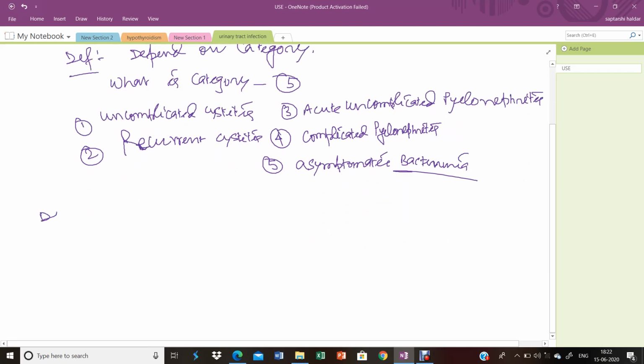Usually, the definition of UTI is the presence of microbes greater than 10 to the power 5 colony forming units.